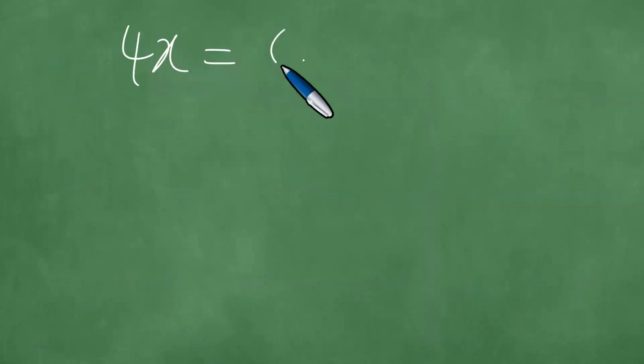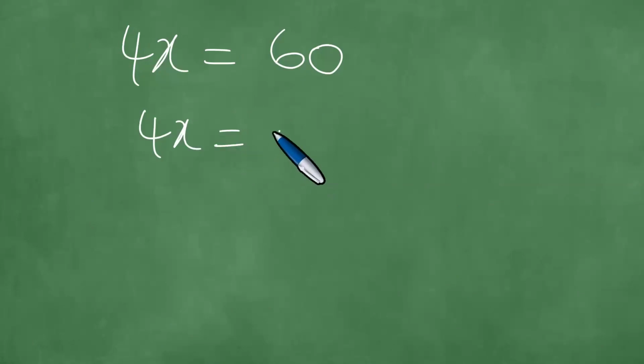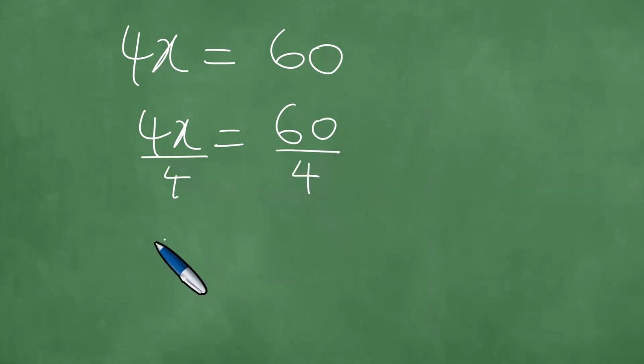And 4x equals 60. You divide by 4 on the left, and divide by 4 on the right, and what we're then getting is exactly 15 from this. X equals 15.